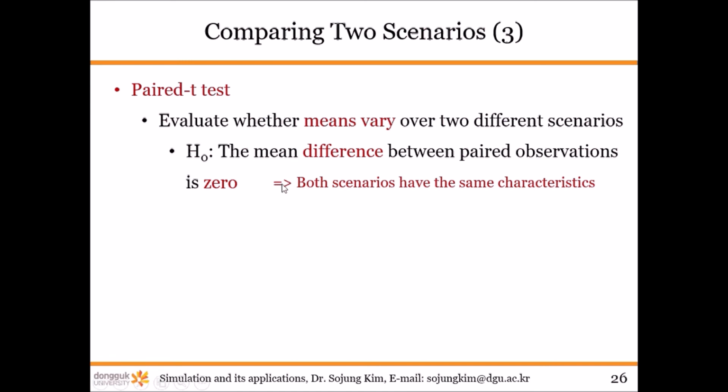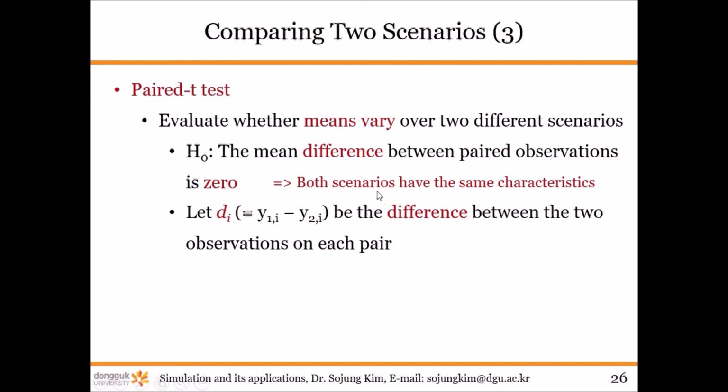So in this case, if you accept H0, in other words, both scenarios have the same characteristics. Okay, you can conclude that both scenarios have the same characteristics. So in other words, your alternative will not be accepted, because you didn't change anything. So that's why. But in terms of cost, maybe different. You may have a different story.